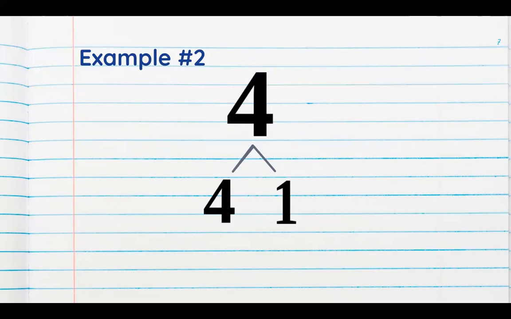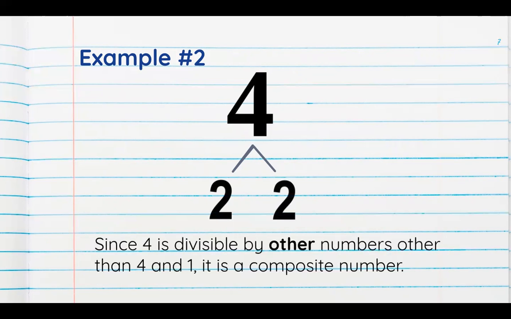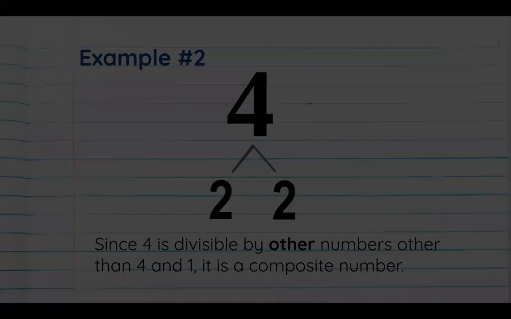Another example is the number 4. We can divide 4 by 4 and 1, or factor it by 4 and 1, and 2 and 2. So since 4 is divisible by numbers other than 4 and 1, it is composite. It can be divided by more than 2 sets of factors.